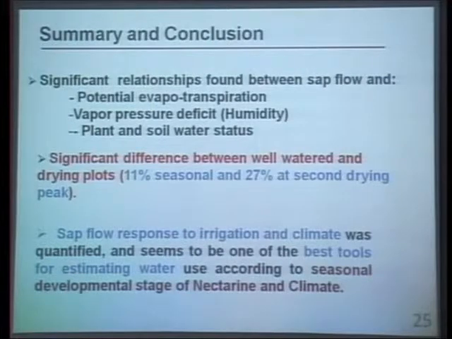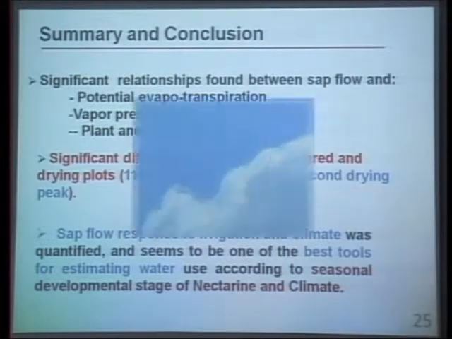Thus, the sap flow response to irrigation and climate was quantified and seems to be one of the best tools for estimating water use according to the seasonal development stage of nectarine and climate.